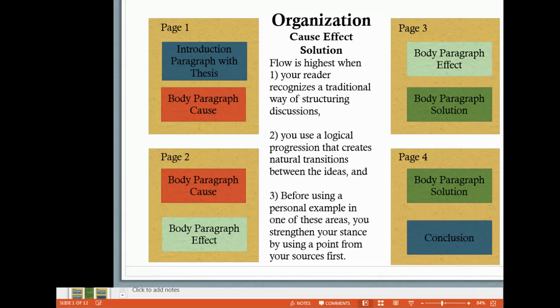I do want to emphasize that before using a personal example in any one of these areas, make sure that you've strengthened your stance by using a point from one of the sources. That's particularly important if you are going to build an entire paragraph around your own experience. In a college paper, it's typically best to precede that personal example paragraph with a paragraph that uses a source to give a little bit more strength to the upcoming point.